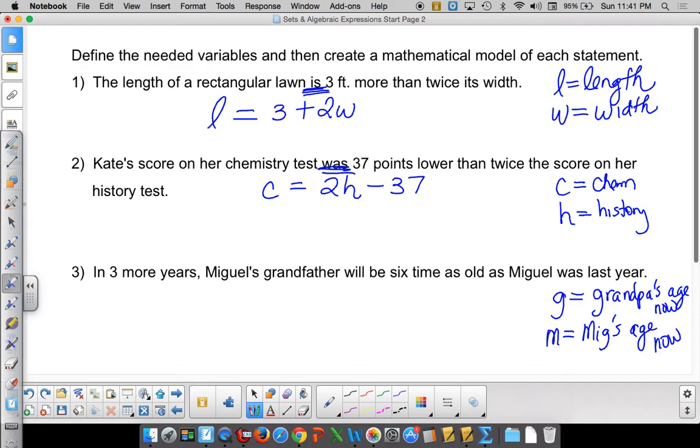So it says, in 3 more years, Miguel's grandfather will be, find that verb, will be, right there. There's the equal sign. So how do I do before that? In 3 more years, Miguel's grandfather. So how old will Miguel's grandfather be in 3 more years? Well, if he's G now, he'll be G plus 3 more. 6 times as old as Miguel was last year. Okay, the equal sign we put there. So how do I do 6 times? Well, obviously 6 times as old as Miguel was last year. Well, how old was Miguel last year if he's M this year? Last year he was M minus 1, and of course I have to put that in parentheses to take it times 6. And there you've translated the words into symbols.